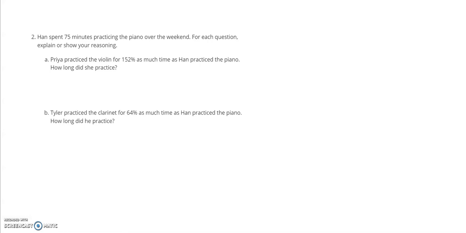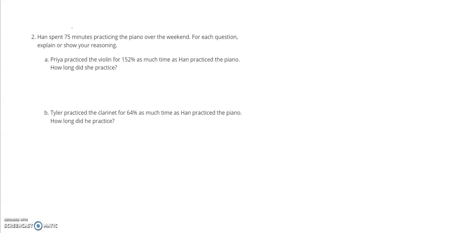Unit 3, Lesson 15, Practice Problems number 2. Han spent 75 minutes practicing the piano over the weekend. For each question, explain or show your reasoning. Priya practiced the violin for 152% as much time as Han practiced the piano. How long did she practice?